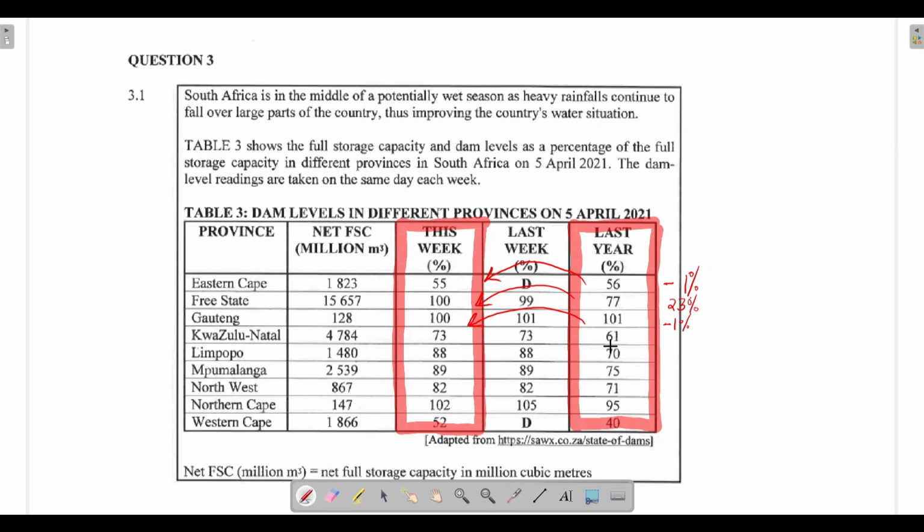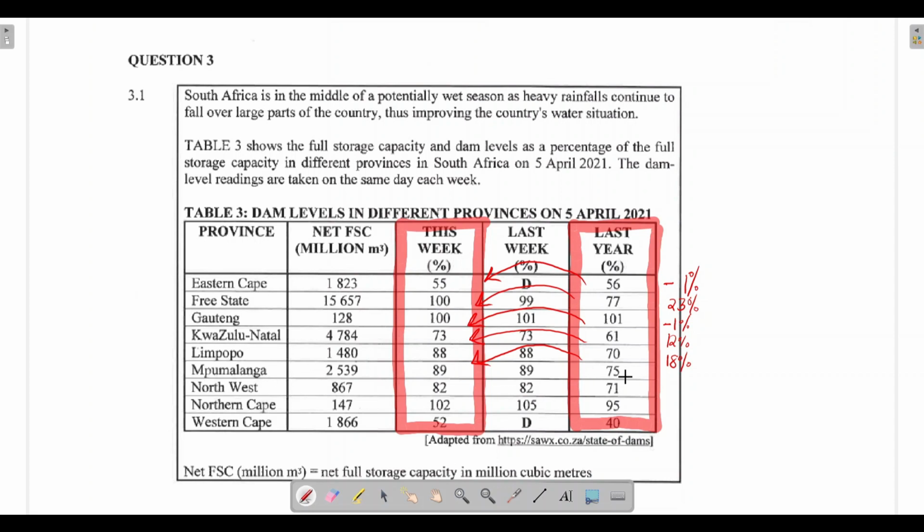Then we had KwaZulu-Natal. Last year it was 61%, and this year it was 73%. So it has an increase of 12%. How do we get the increase, guys? It's merely 73 minus 61, and that will give you 12%. Then we go to the Limpopo province. Last year it was 70%. This year it increased to 88%. So there was an increase of 18% for Limpopo.